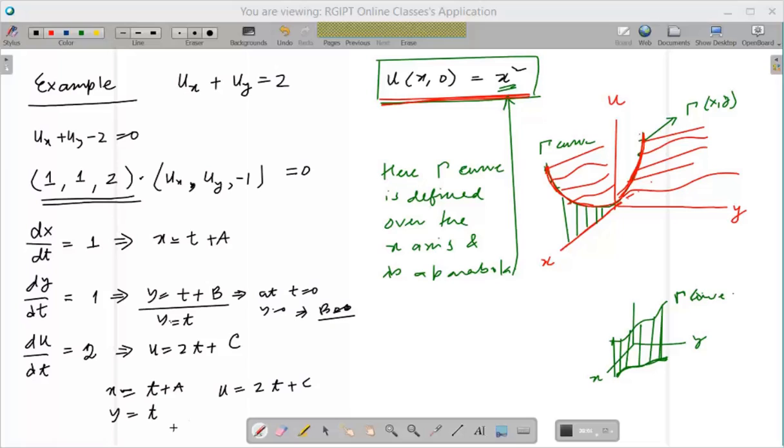So let's see, how do we do this? I can write these two things together. Whenever I have t, I can replace it with y. So x equals y plus a. That way I'll get rid of t, and u equals 2y plus c. This is all right. That's fine.